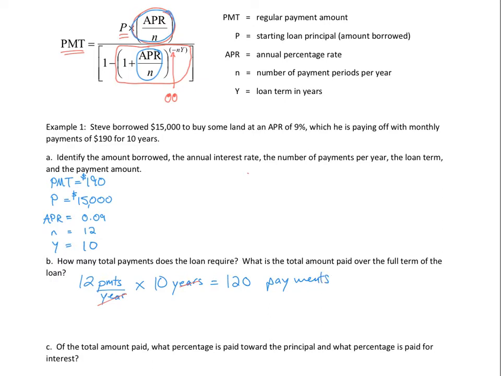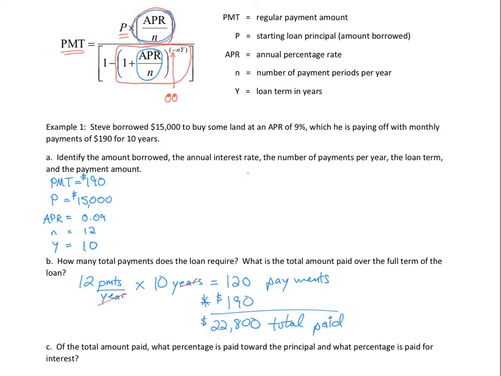Then the next question is asking, what is the total amount paid over the full term of the loan? Well, Steve is making 120 payments. Each payment is $190. I bet we could just multiply those two things together and get $22,800 in total.